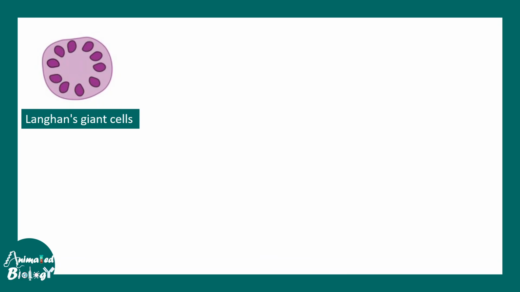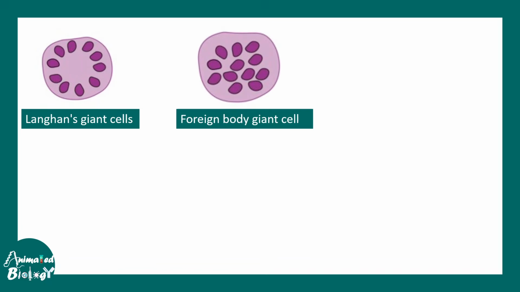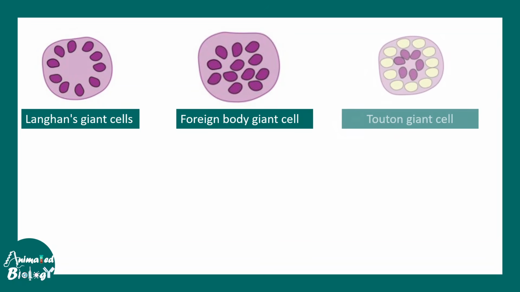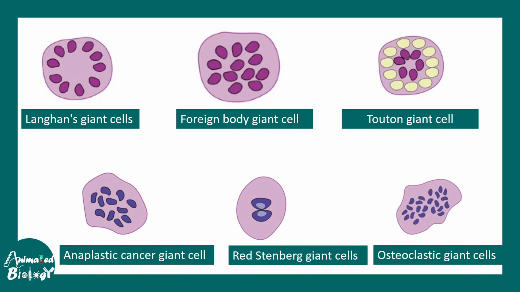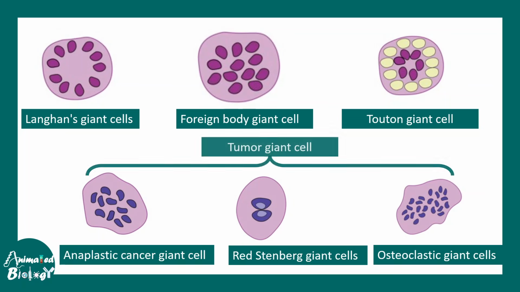Now let us try to appreciate the morphology of the giant cells. For example, in Langerhans cells, nuclei are peripherally organized. In foreign body giant cells, the nuclei are haphazardly organized. There are also situations which are known as Touton giant cells. There are tumor-associated giant cells associated with anaplastic cancers or Hodgkin lymphomas. For example, the Reed-Sternberg giant cell is associated with Hodgkin's lymphoma. Then there is the osteoclastic giant cell. All of these are collectively known as tumor-associated giant cells.